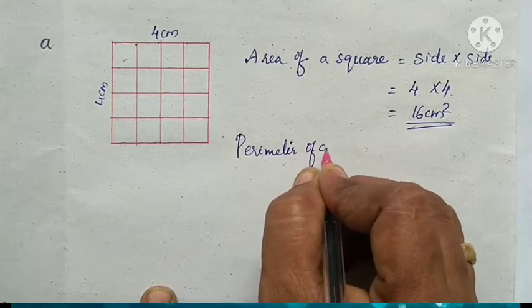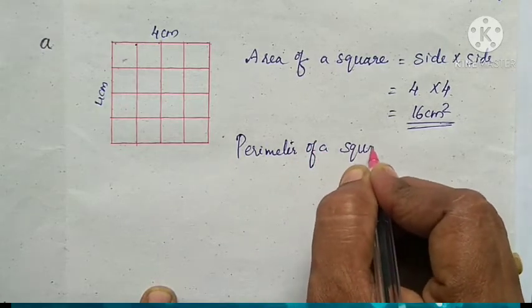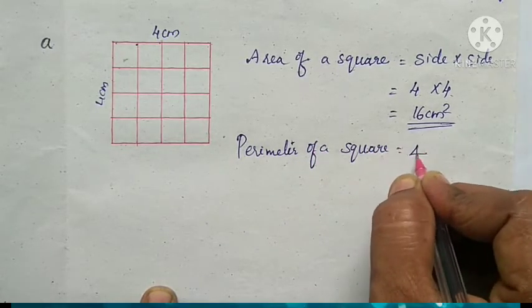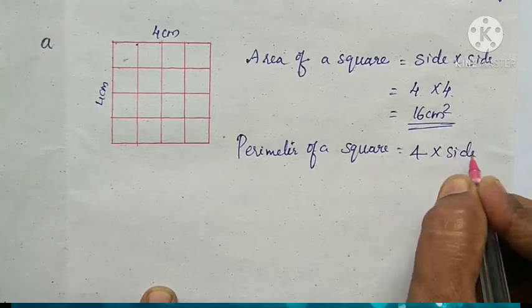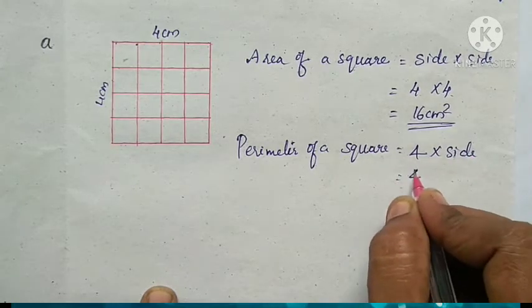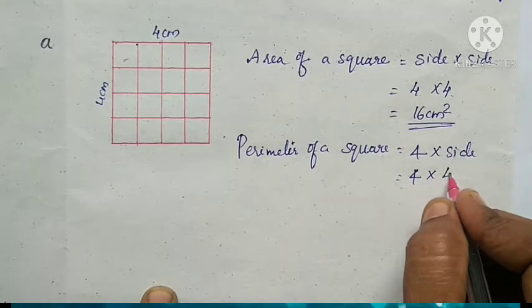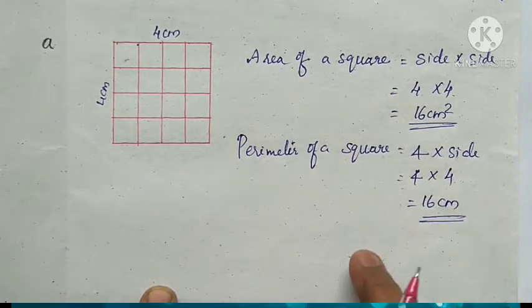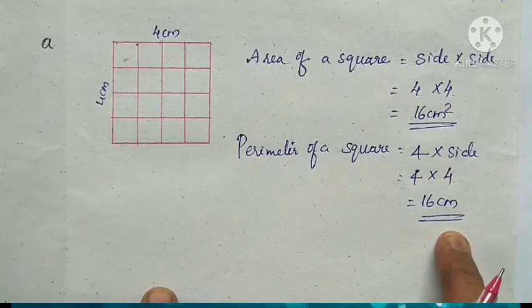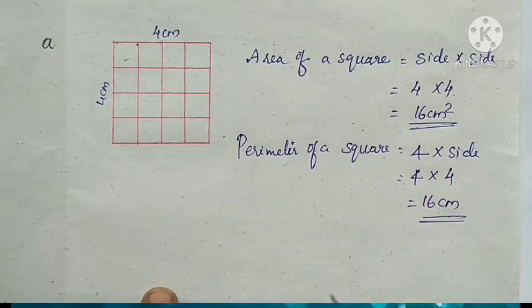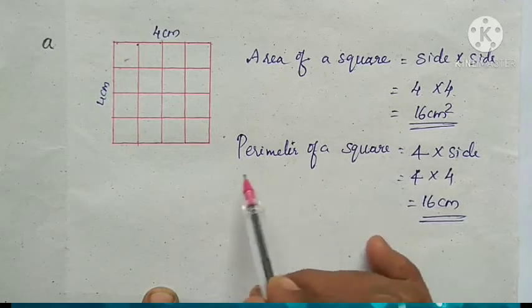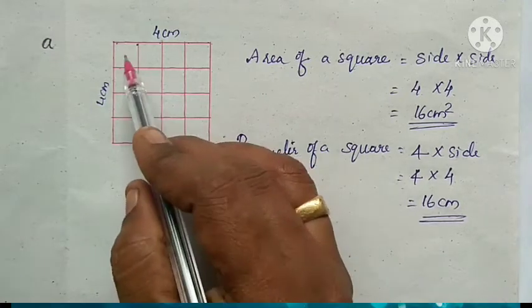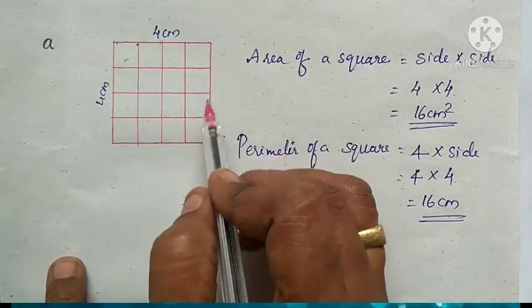So next, perimeter of a square. Yes, we have to know the formula: 4 into side. Side we have to know. That is 4 into 4. That's also 16 centimeter. In some cases, area and perimeter are the same, but in other cases it will be different. So how can we find out the perimeter? Perimeter means boundary. Boundary means to measure the length of the boundary.